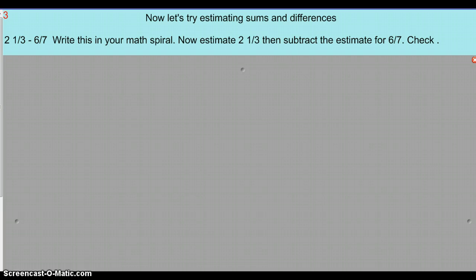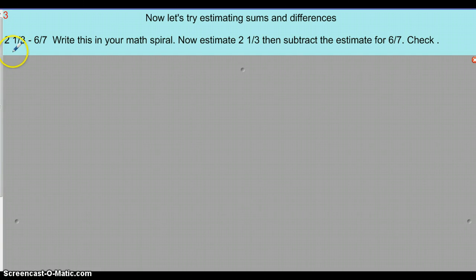Now let's try estimating sums and differences. 2 and 1/3 minus 6/7. Write this in your math spiral. Now estimate 2 and 1/3, then subtract the estimate for 6/7. Then check it. Pause the video now to write all this down in your math spiral.